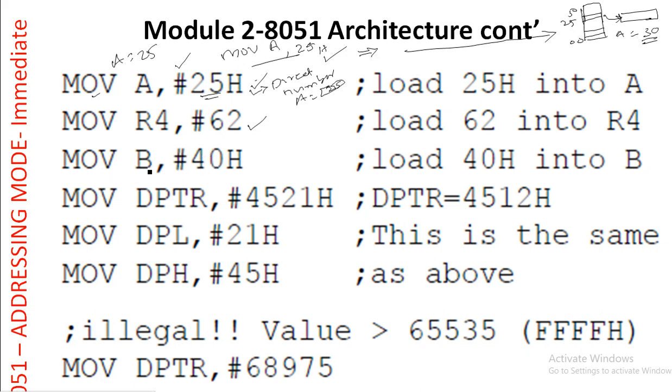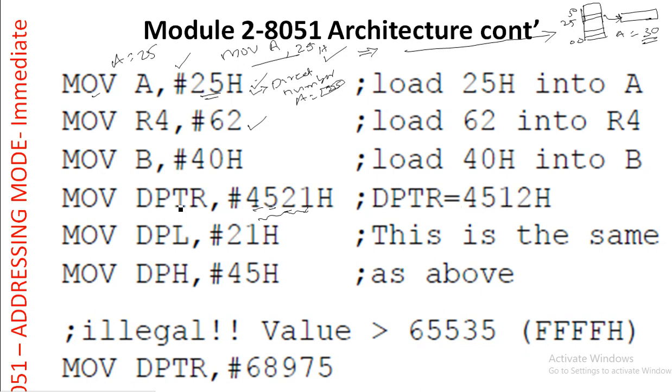Move B, to the B register also. Move DPTR, we can use 16 bit. DPTR is 16 bits, that's why it is provided with 4, 8, 12, 16 bits of data with the move DPTR, hash 20. So DPTR is equal to 4521.